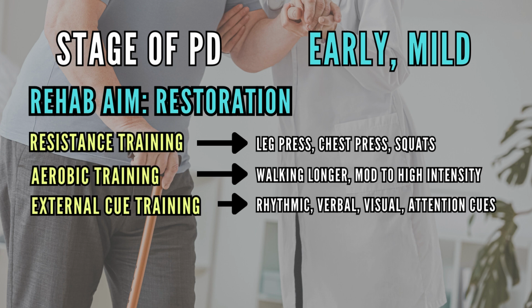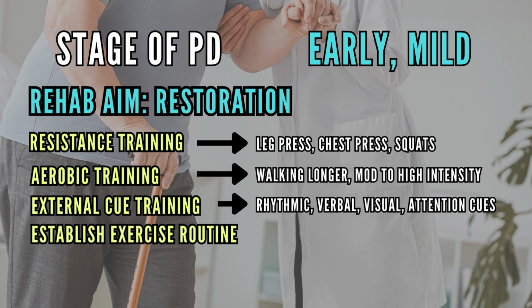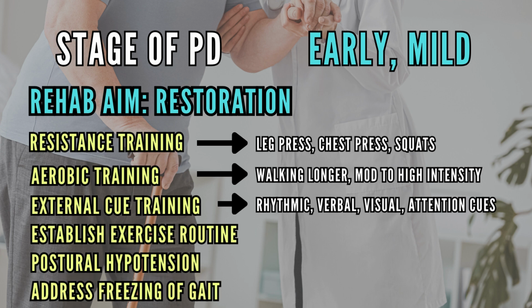Next 3 things to do is to establish an exercise routine for your client or for yourself, and to look into whether there is a postural hypotension and try to solve it, either via reporting it to the doctors for medications or just exploring counter maneuvers and making them physically stronger. Lastly, one of the most important things that you can do during gait is to address the freezing of gait. This will help to reduce the risk of falls.